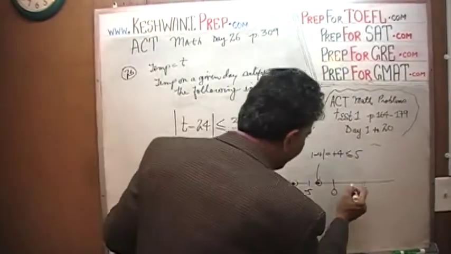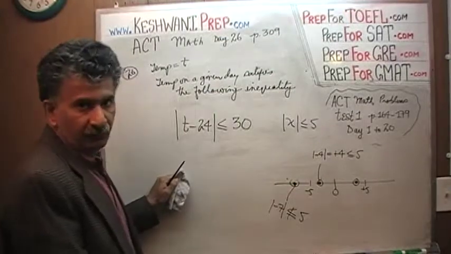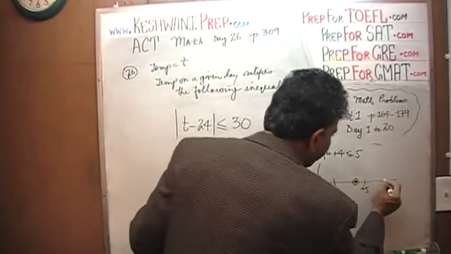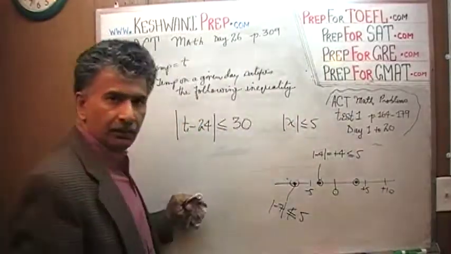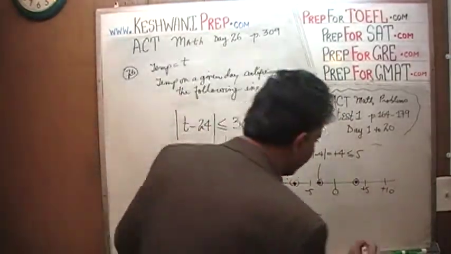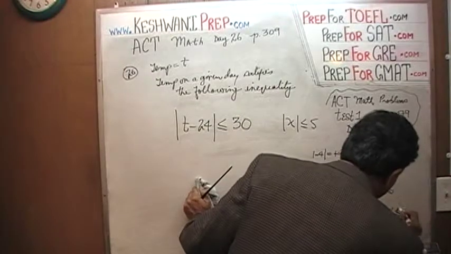Can x be positive 4? Of course x can be positive 4, because the absolute value of positive 4 is positive 4, which is less than 5. Can x be negative 10? Can x be positive 10? The answer is no, because the absolute value of positive 10 is not less than or equal to 5.